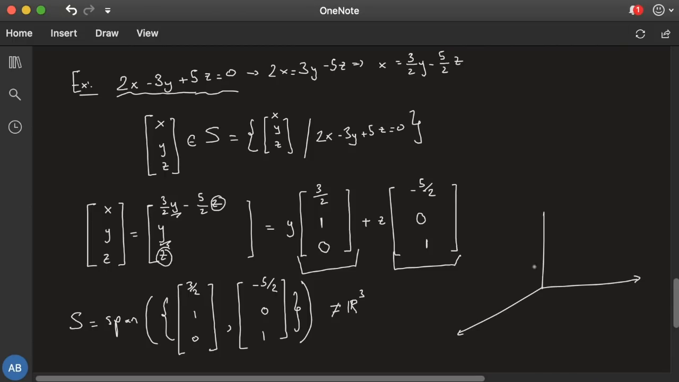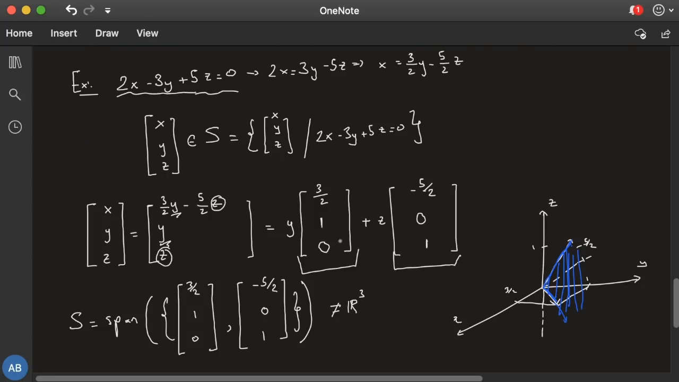So that means if I have a drawing as such, I'm in the XYZ plane and all this is R³, well, how does this span look like? So the first vector, let's say this is 3 over 2, this is 1, and 0. So this is the first vector, 3 over 2, 1, 0, right? And the second one is minus 5 over 2, 0, and 1. Guys, a 1 over here, right? So the subspace S is actually the hyperplane, you can view it as the hyperplane containing both vectors, right?